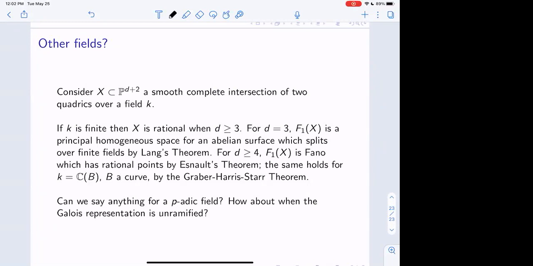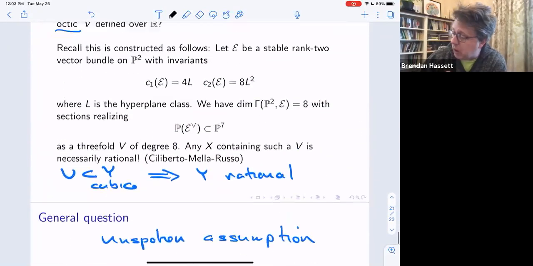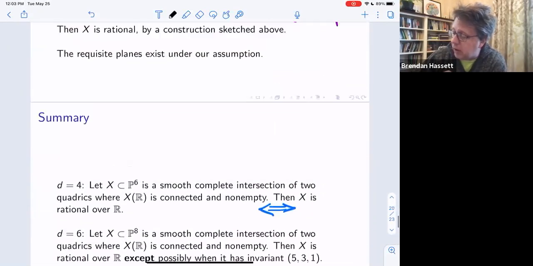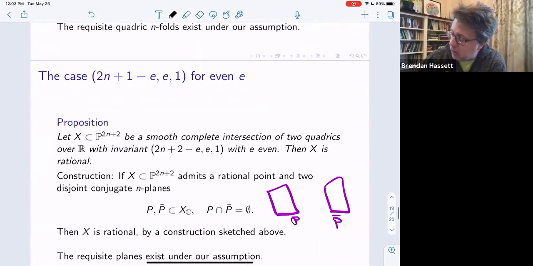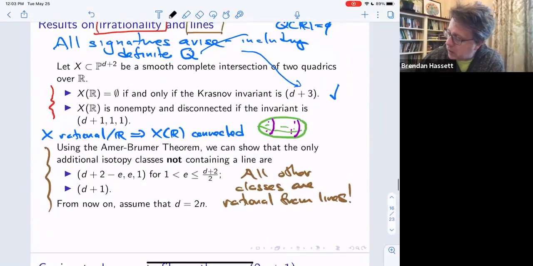Brendan, do you have a complete classification of when the real points are connected? Your condition wasn't an if and only if, was it? Yes, it is actually an if and only if. Sorry, I did not write that more clearly. I should have said that this is if and only if. That's the only case where it's disconnected and not empty.